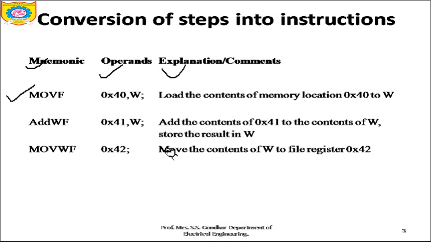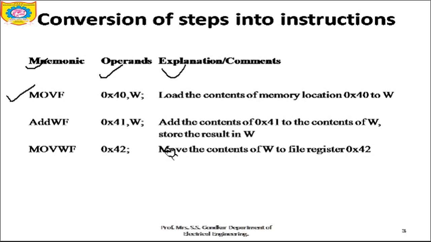MOVF has the format MOVF f, d, a. So 0x40 will be taken as the address of f. If a is equal to 0, make use of the access bank, and 40 is the location in the access bank. You have to keep this in mind.